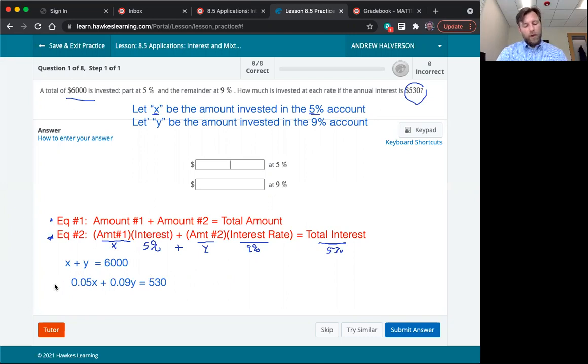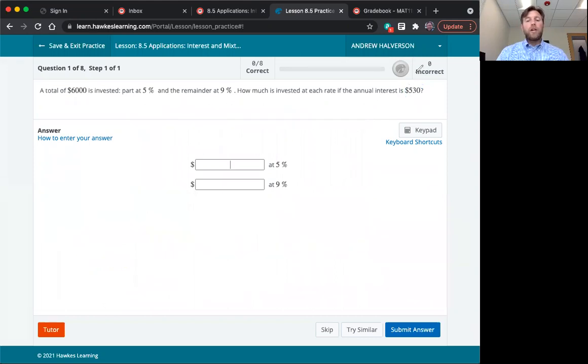The key to the whole thing, at least in my opinion, is these two general formats. Those help to create your equations, because once you have the two equations, I recommend using the substitution property. So let me erase this so we can actually do that part of the problem. So we have X plus Y equals 6,000, and 0.05X plus 0.09Y equals 530. So let's use the substitution property.